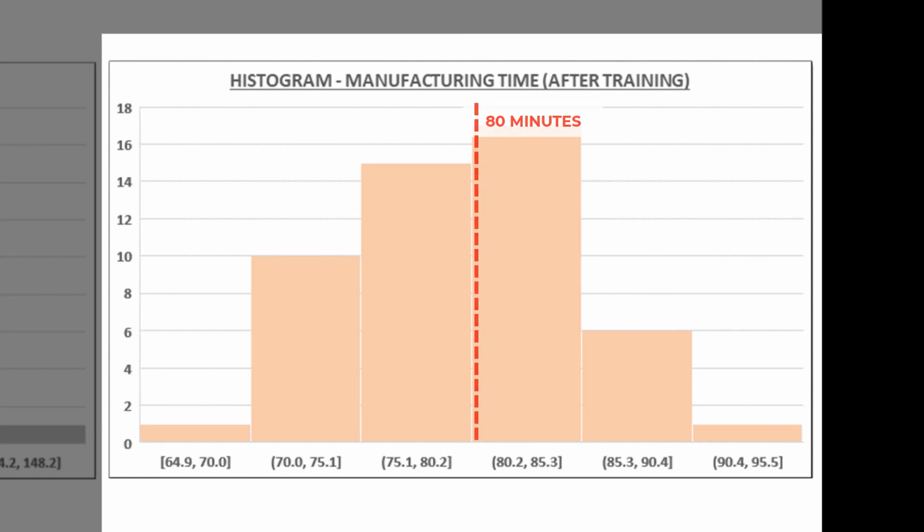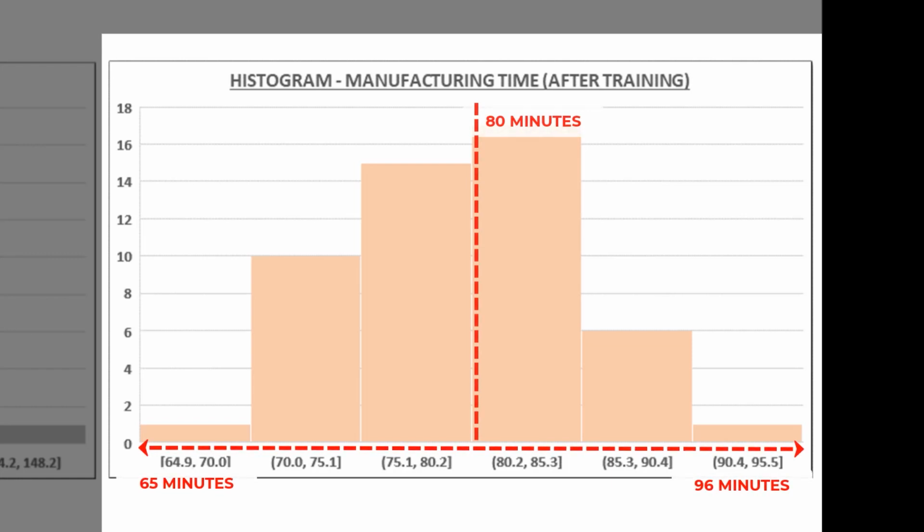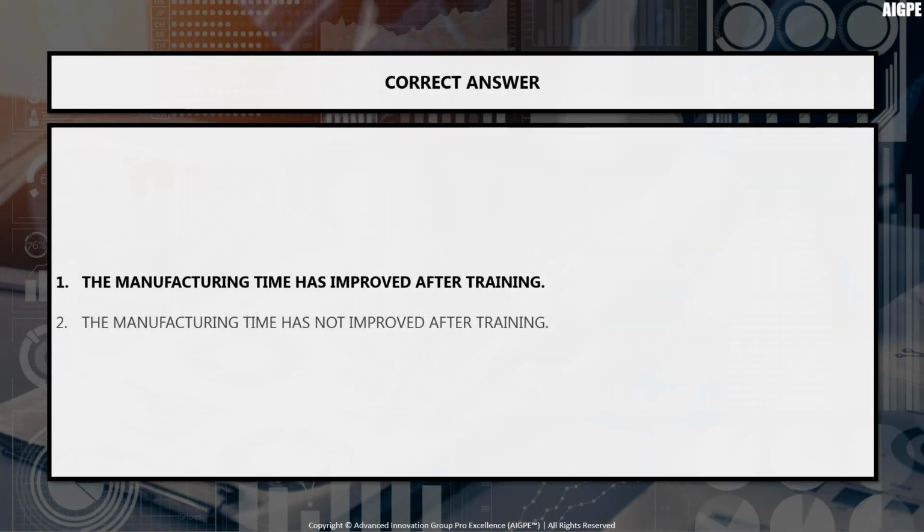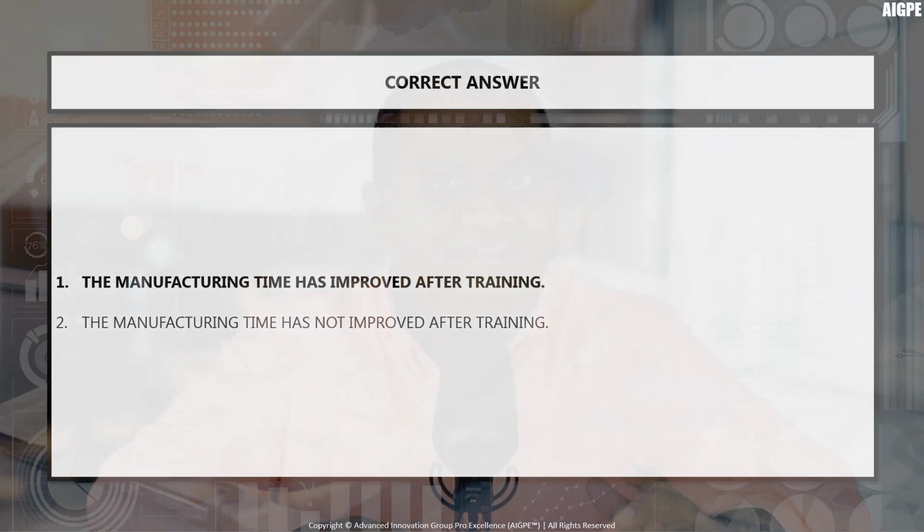But you will see that the spread of this histogram is 65 minutes to 96 minutes. This is way lesser than the earlier histogram where the spread was between 28 and 148 minutes. The lower the variation, the better it is. Hence, based on your histogram analysis, this graphical tool clearly indicates that the manufacturing time has improved after training. And that's it. You have used a histogram to infer the results of a real life problem.